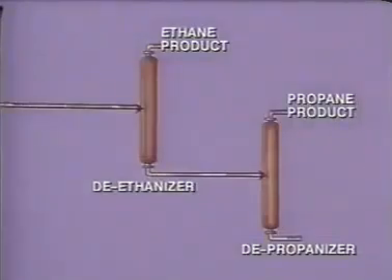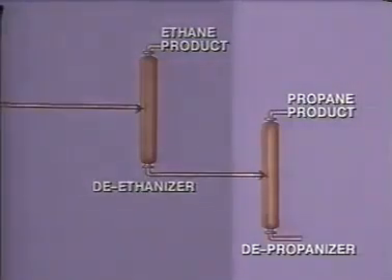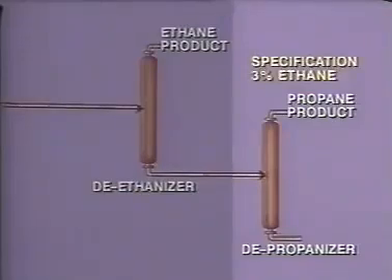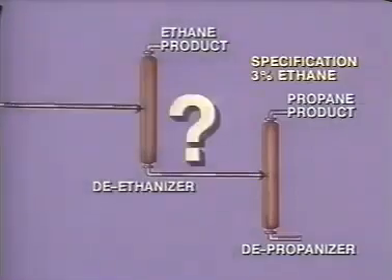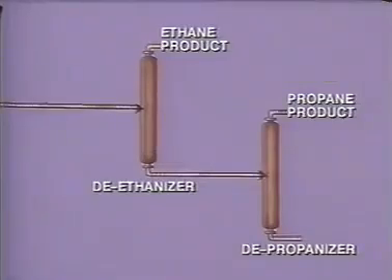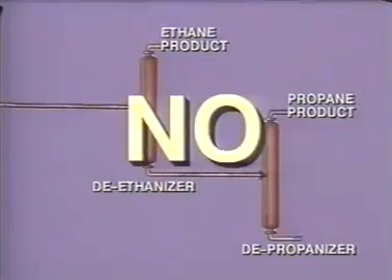Let's consider an example. The overhead product in this depropanizer is propane. Specifications will allow up to 3% ethane in the overhead product. Can the amount of ethane in the propane product be controlled by the depropanizer? If you answered no, you are correct.